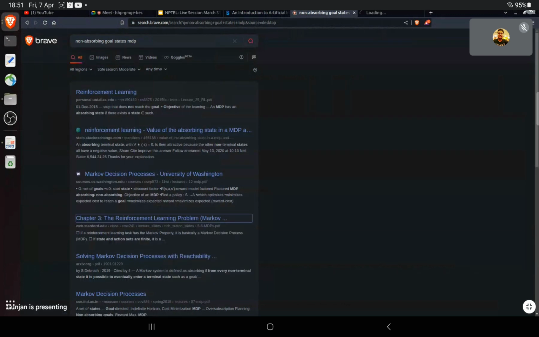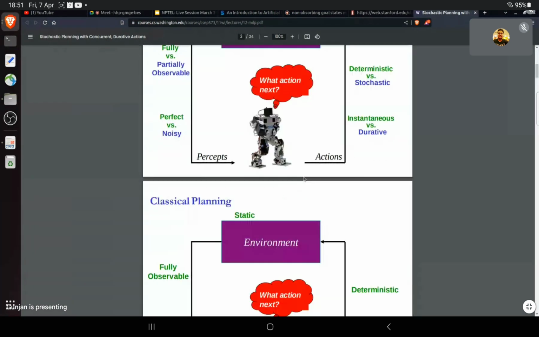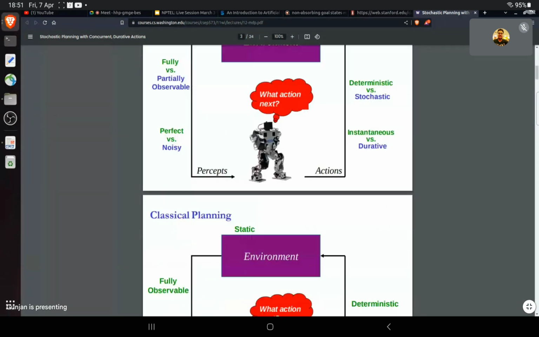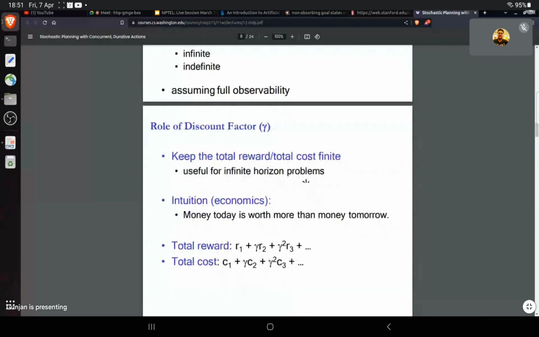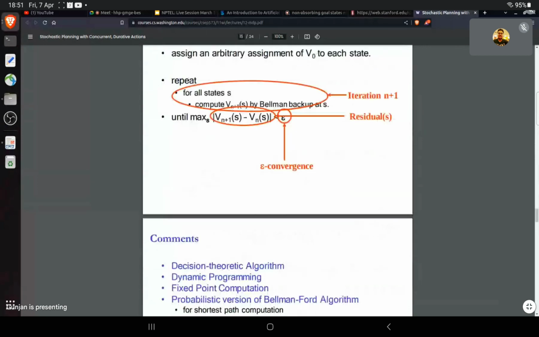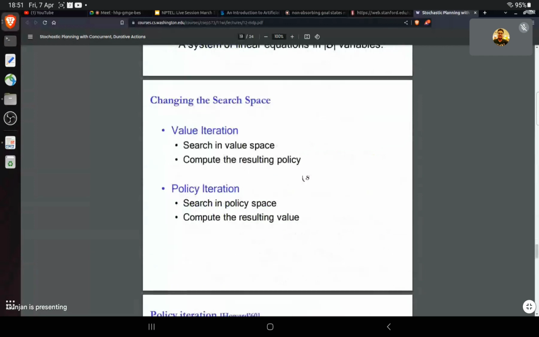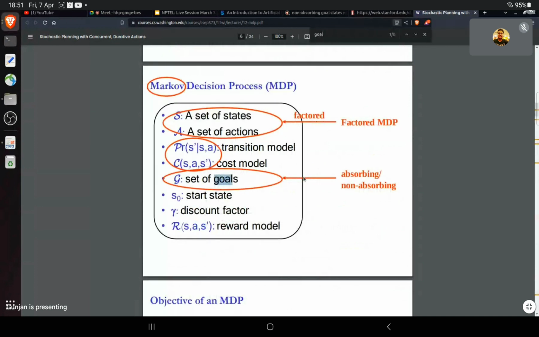So this one is the Markov Decision Process from the University of Washington. Oh, this is by Professor Mausam only. Is there an instance of it? Exactly the same slides. Wow. They were made by Professor Mausam. I think Professor Mausam himself said that he usually takes from other places.